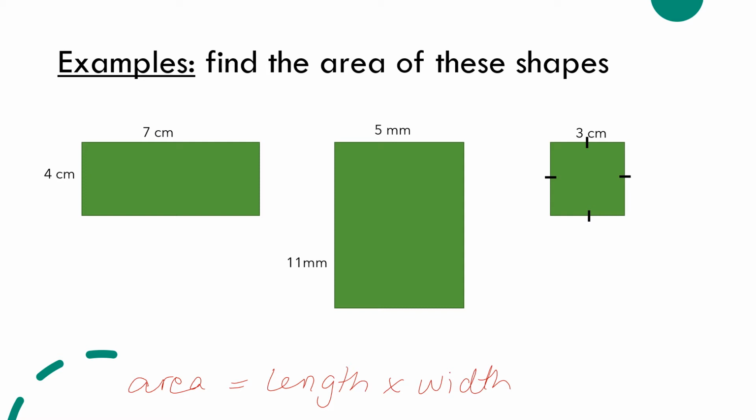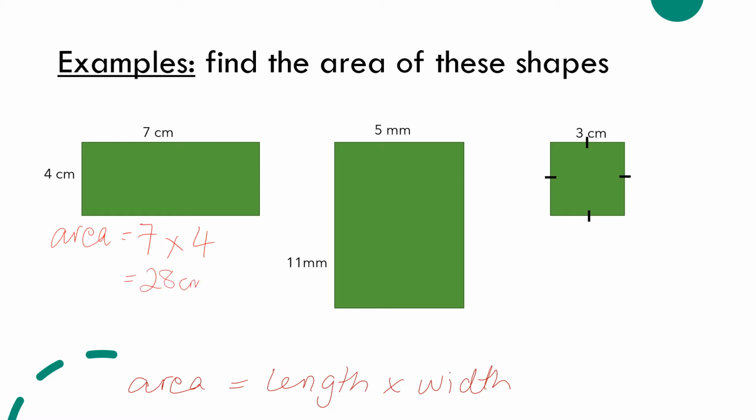So looking at the first one, we have a length of 7 and a width of 4. So using the formula, we simply multiply those together and that gives us the area. So we have the area would be equal to 7 times 4, and 7 times 4 is 28.